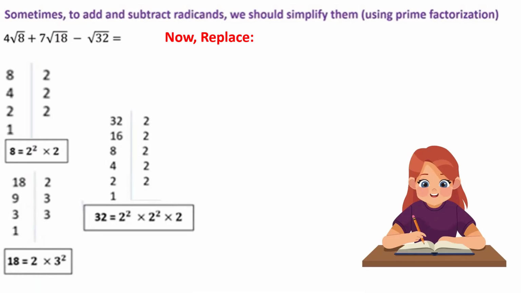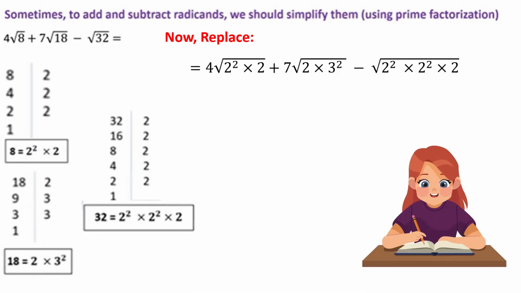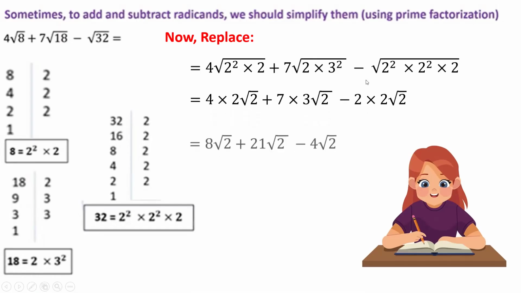Now I replace each one of them by its prime factors. So after replacing, I get this. Inside the first radical, 2 comes outside. So 4 times 2 radical 2. Here the 3 comes outside. 7 times 3 radical 2 minus. Here comes outside 2 times 2. So 2 times 2 radical 2.